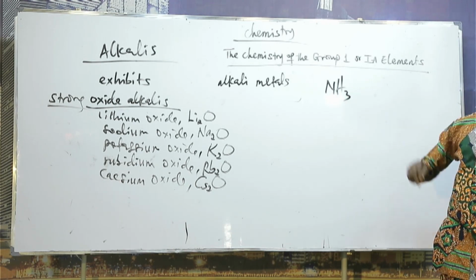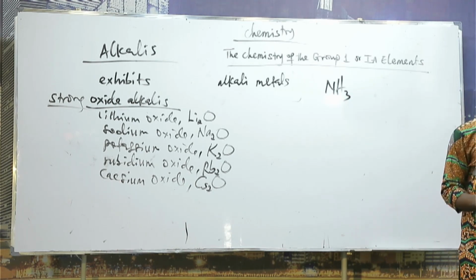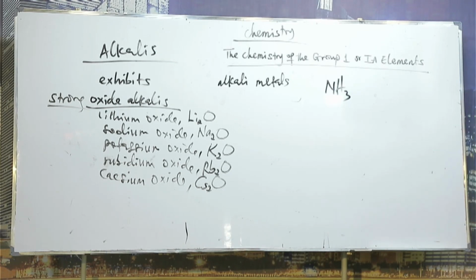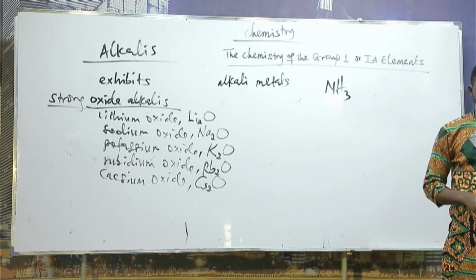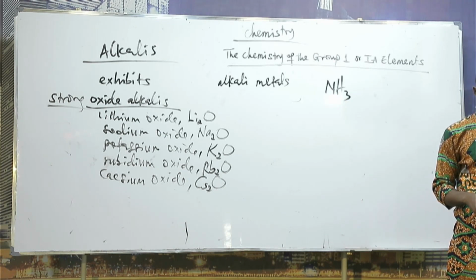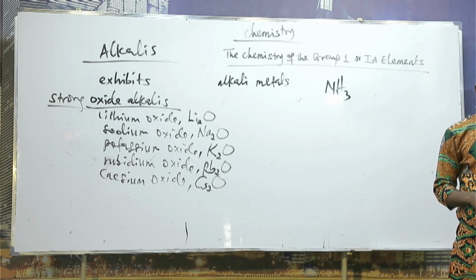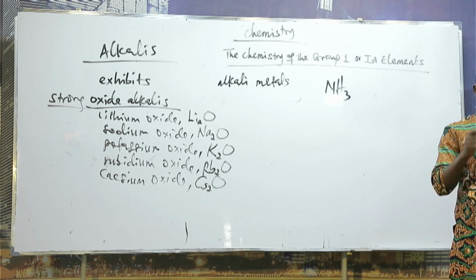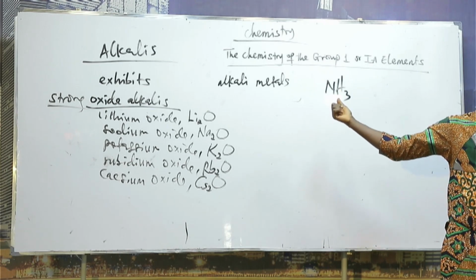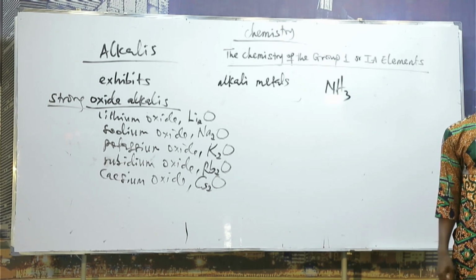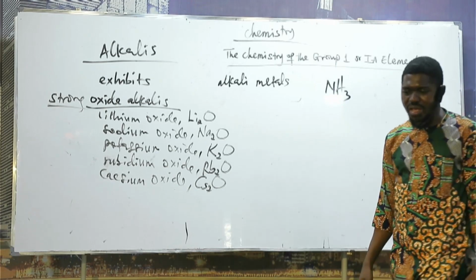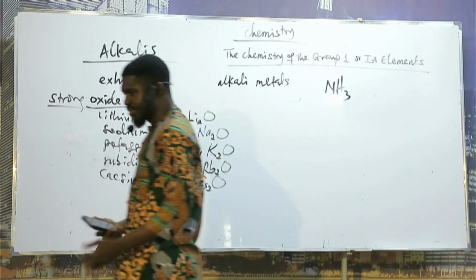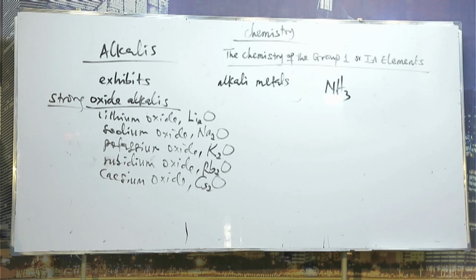So ammonia is a base. Then the question is, since ammonia is a base, let's see whether it is an alkali. Does ammonia dissolve in water? Is it very soluble in water? Yes, it dissolves very well in water. It exhibits high solubility in water. So will it be an alkali? Yes. Ammonia is an alkali, but a weak one. Ammonia is a weak alkali.